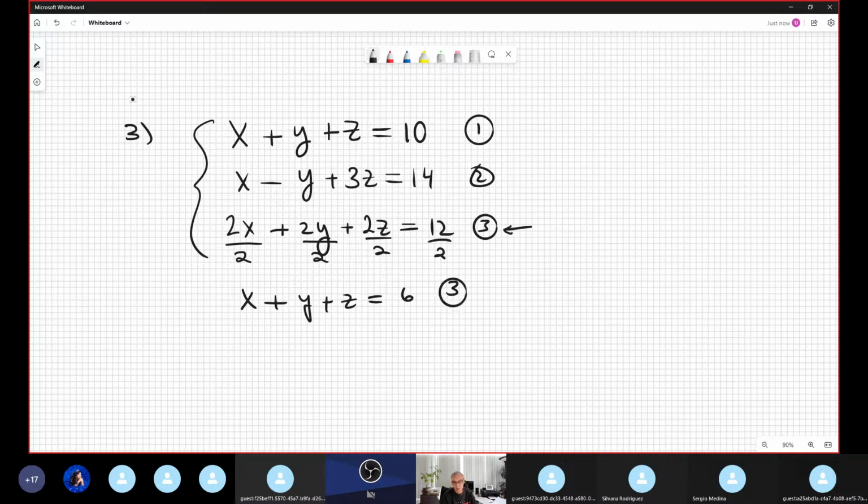It is equivalent to the original. 100%. It's the same. In my opinion, it's easier when the coefficients are 1. But I see some contradiction. What contradiction? Look at equation 1 and equation 3. x plus y plus z is an identical expression. Equal 10 or equal 6? Definitely, what is equal? Is it 10 or is it 6? Do you think it's a contradiction? So when you see this, no solution.